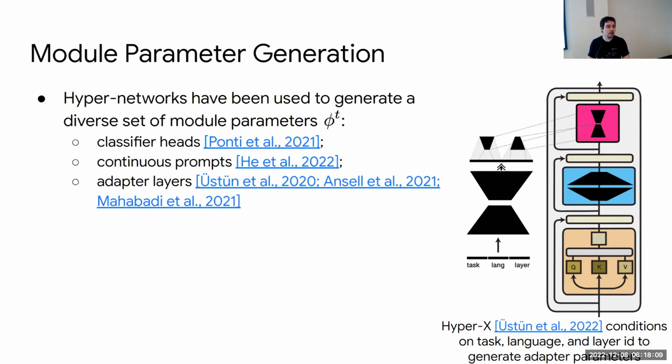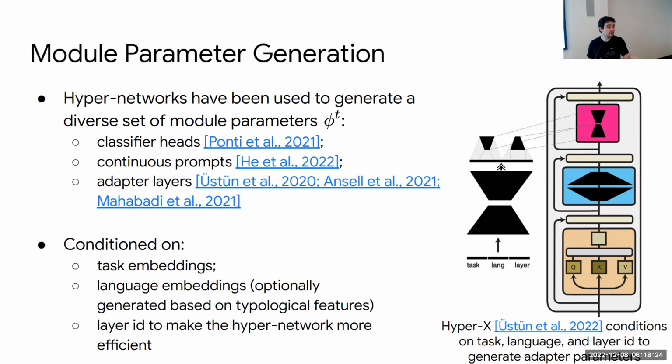So in general, these hypernetworks have been applied to basically all of these previous methods. They've been applied to generate maybe just the final classifier heads in the model. They've been applied to generate continuous prompts as well as adapter layers in different settings. And they've also been conditioned on many different forms of metadata. Typically, the most standard setting is learning a task embedding. So as trainable parameters, you have a representation for each task that you learn. In the multilingual setting, people have learned language embeddings.